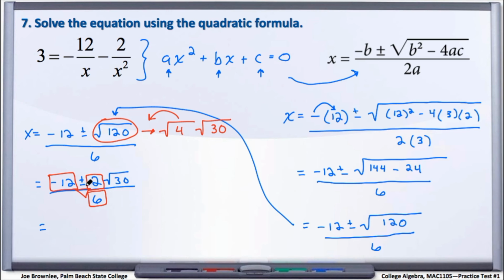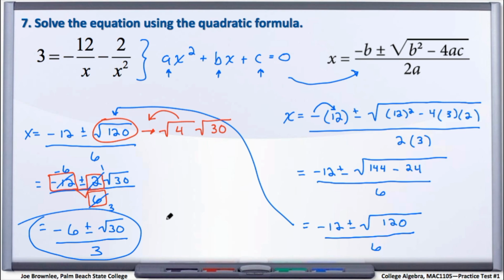And if we have a 2, a negative 12, and a 6, it looks like we can reduce all three of these by at least a factor of 2, right? So 2 goes into itself once, 2 goes into negative 12 negative 6 times, and 2 goes into 6 3 times. And so when we make that reduction, our final answer is negative 6 plus and minus radical 30 over 3. And there we have our solution to number 7.